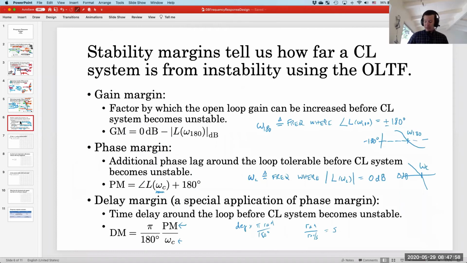Okay, so, right, back to the delay margin. I think phase margin is tricky. It's tricky for me to understand, to wrap my head around. I am much more partial to this notion of delay margin.